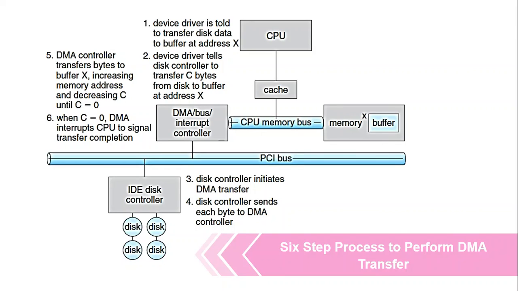Step 4, the disk controller sends each byte to the DMA controller. Step 5, the DMA controller transfers bytes to buffer X, increasing the memory address and decreasing C until C equals 0. When C equals 0, the DMA interrupts the CPU to signal transfer completion.